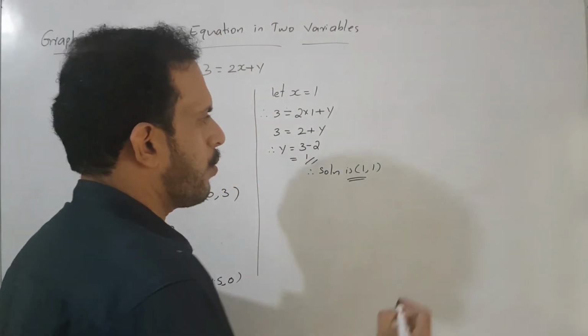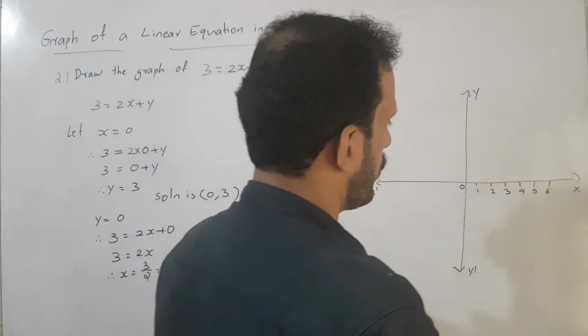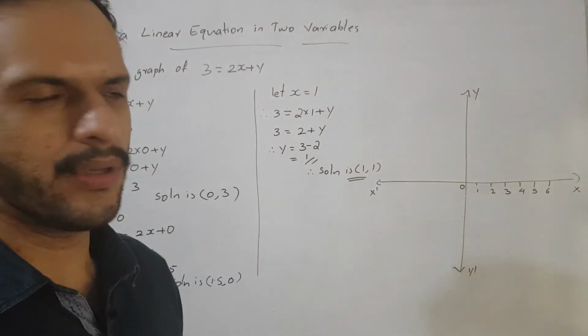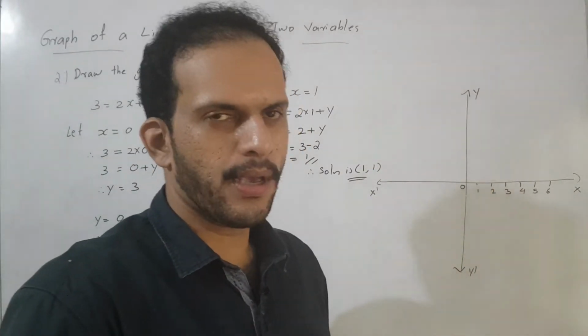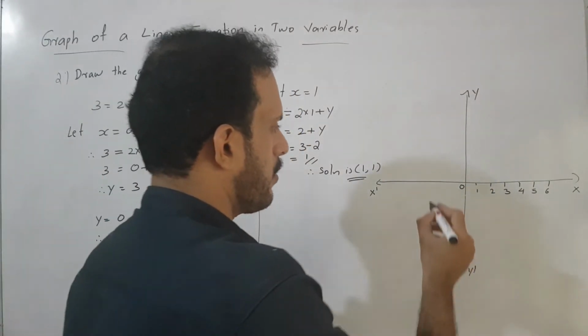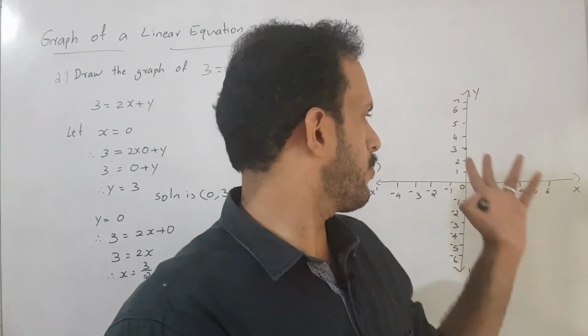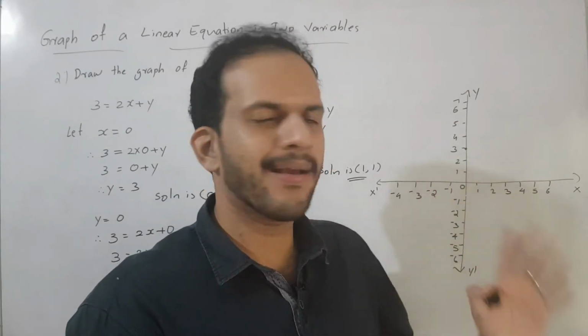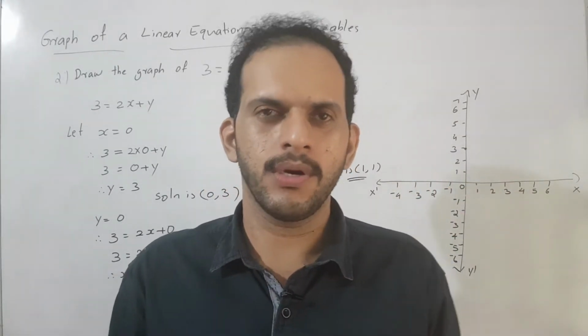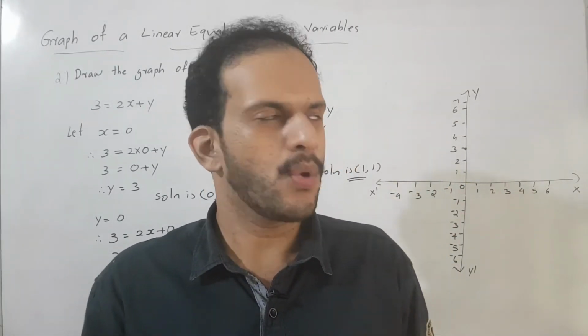Then first we draw the graph. I told you to mark the numbers taking equal distances, unit distance. When writing the numbers on an axis, you must take a unit distance, equal distance. Okay, so what is next?